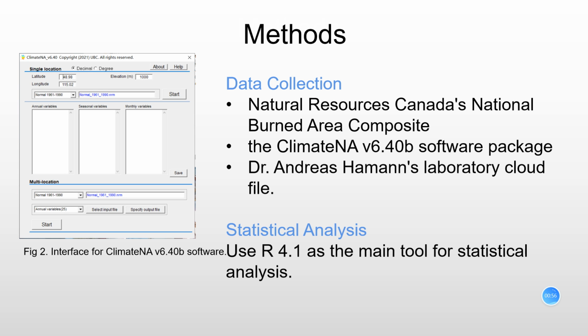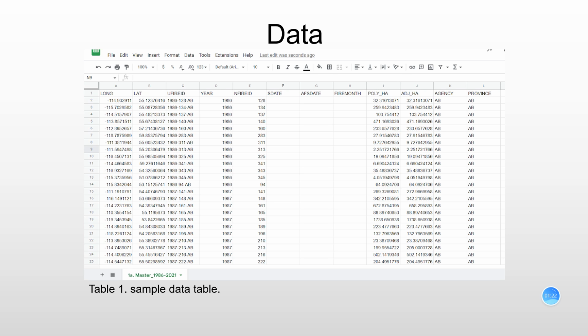So for the data collection, I use the software just like this. ClimateNA software package to get climate data. I get fire data from Natural Resources Canada's National Burned Area Composite, and some other information on maps are from Dr. Andrew Ham's laboratory cloud file. And I also use R as a main tool for statistical analysis. And this is a summary of my fire data, and the project is based on this table.